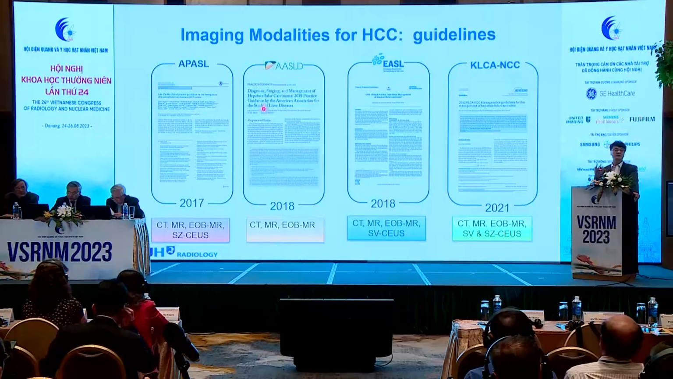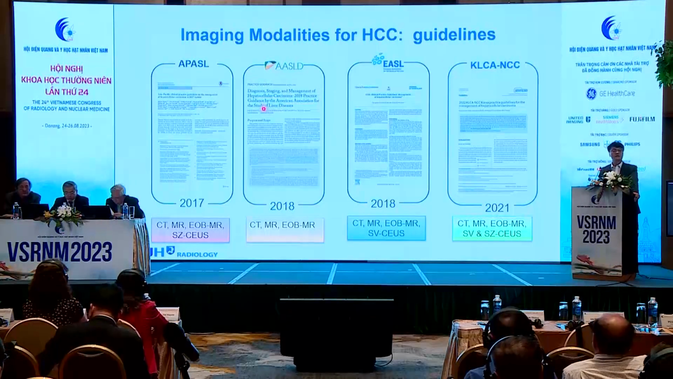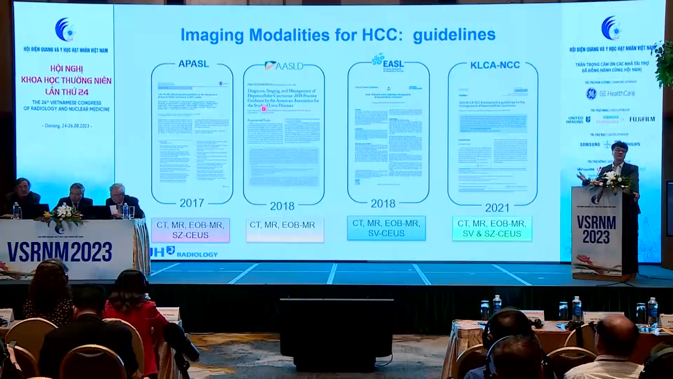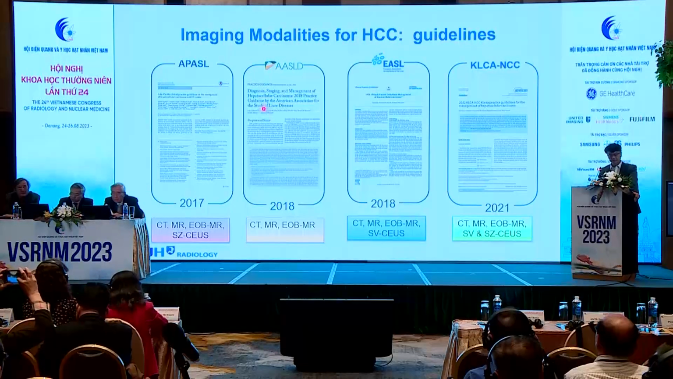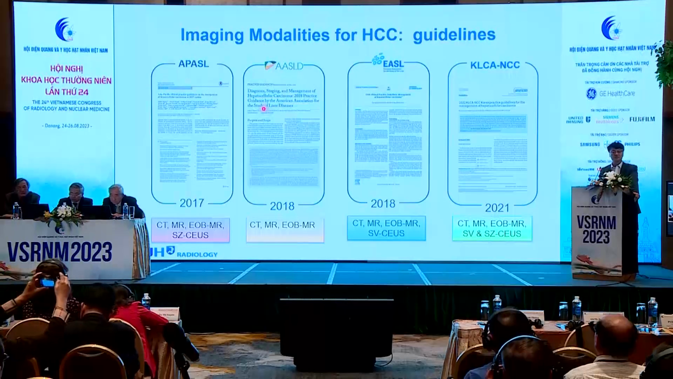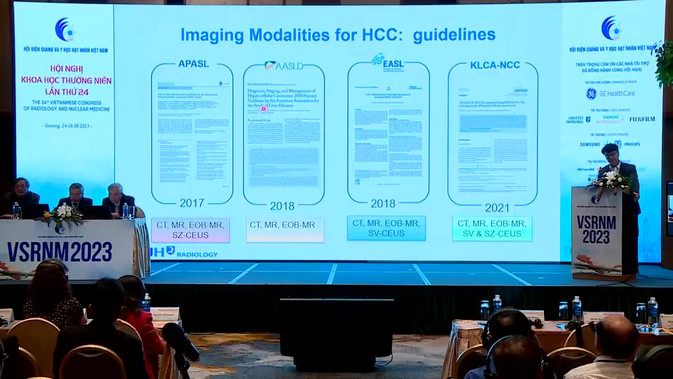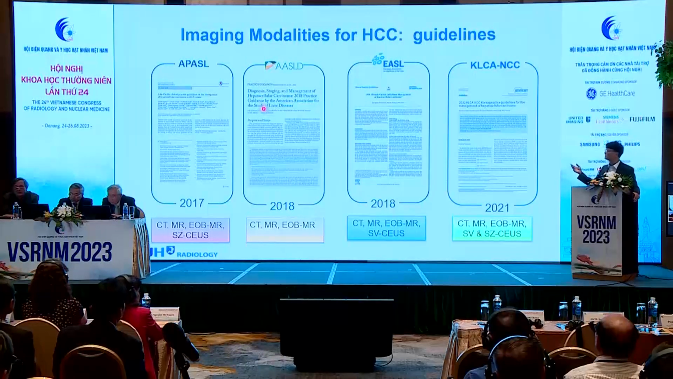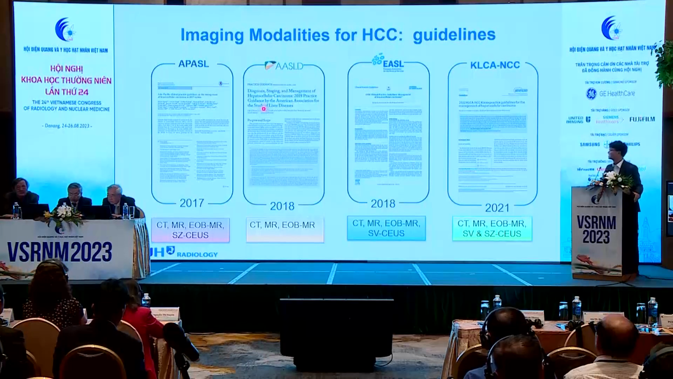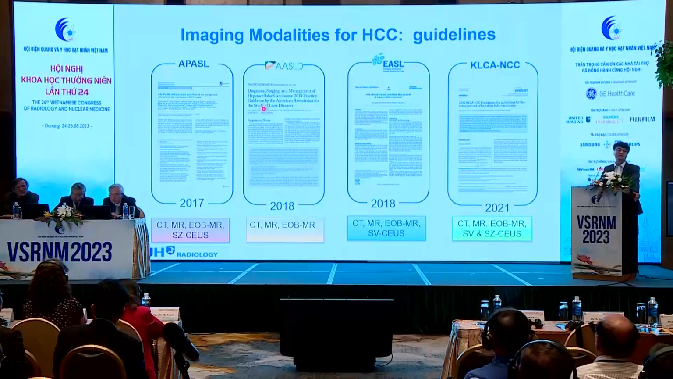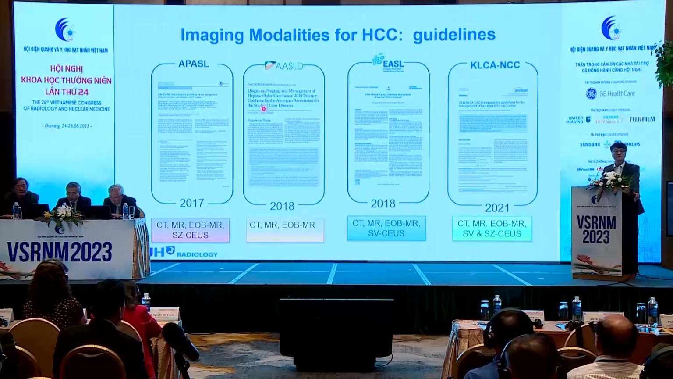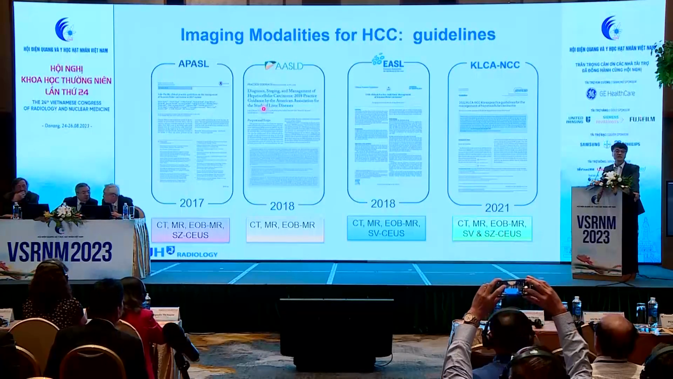So as a clinician, we have a duty to detect HCC at its early stage. Then how can we detect HCC early? There are several imaging options to use for detecting HCC. And as you can see here, there are APASL, AASLD, EASL, and Korean guidelines. Those guidelines include several imaging modalities, including contrast-enhanced CT, dynamic MRI, and EOB-enhanced liver MRI.